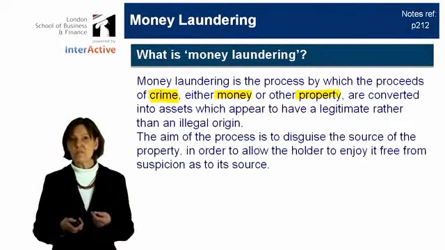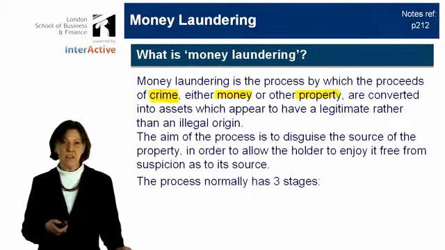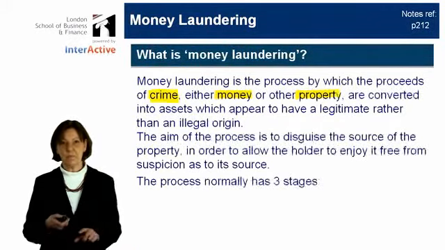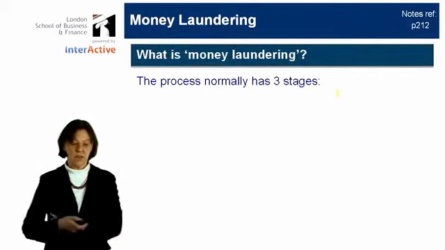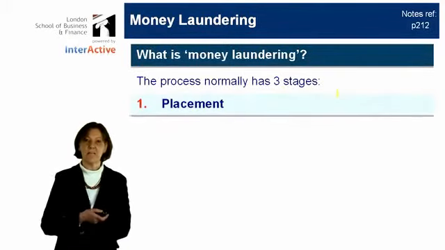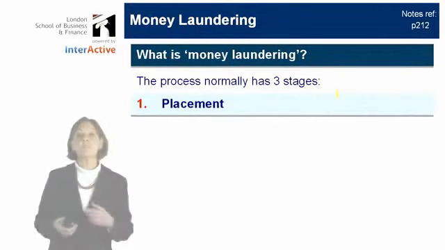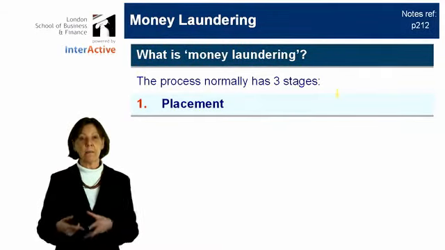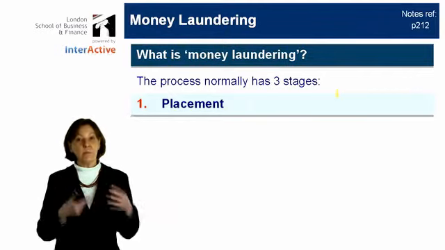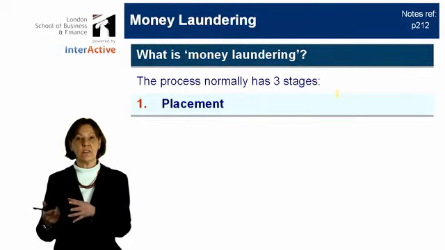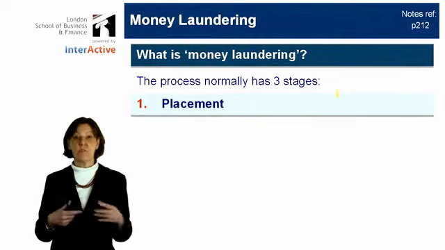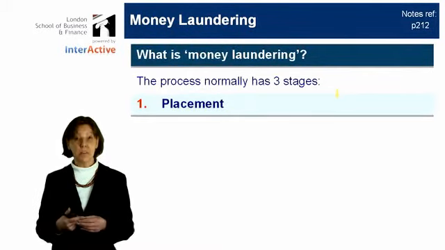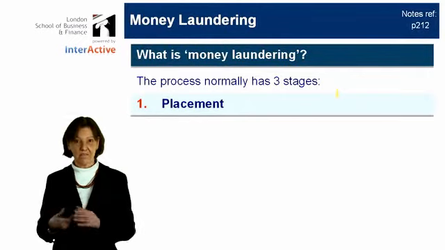Now, the process normally has 3 stages. Not always, but normally. And we need to look at them. The first one, it's called placement. This is the initial disposal of the proceeds of your criminal activity. For example, buying a business. You're placing the proceeds into a business. Or you're buying shares, or you're buying gambling chips. This is, if you like, putting the money into the washing machine.